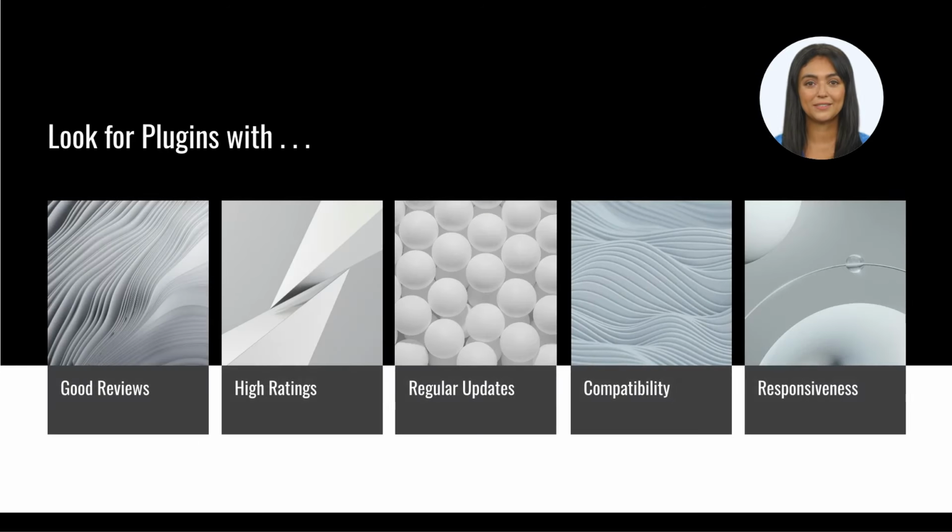With over 50,000 plugins in the WordPress repository alone, it can be tempting to install a bunch of them. But not all plugins are created equal. Before you install anything, do some research. Look for plugins with good reviews, high ratings, and regular updates. Check the plugin support forum to see how responsive the developer is to issues. And most importantly, make sure the plugin is compatible with your version of WordPress. Choosing reliable plugins from reputable developers will save you a lot of trouble in the long run.